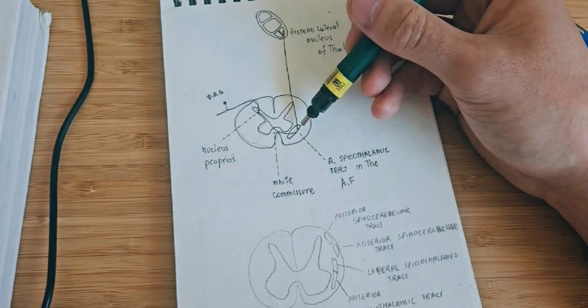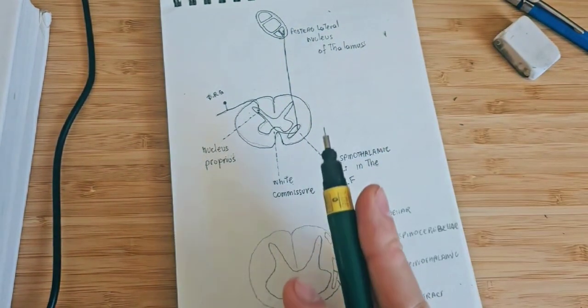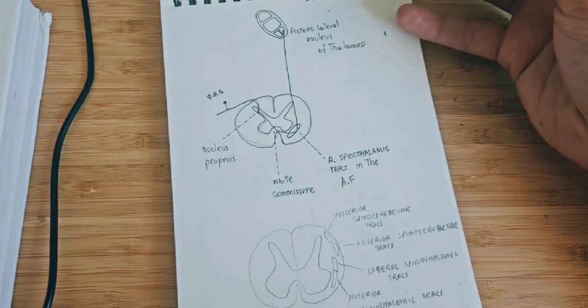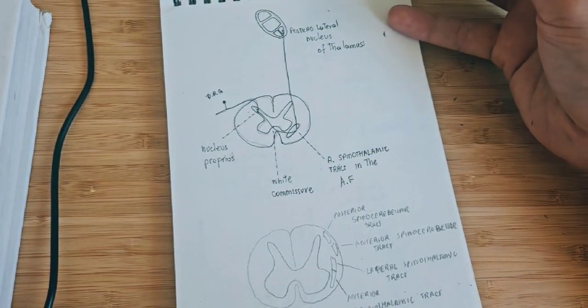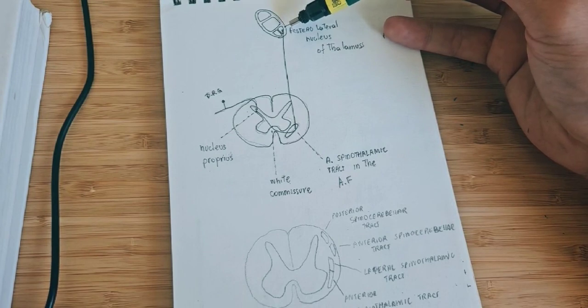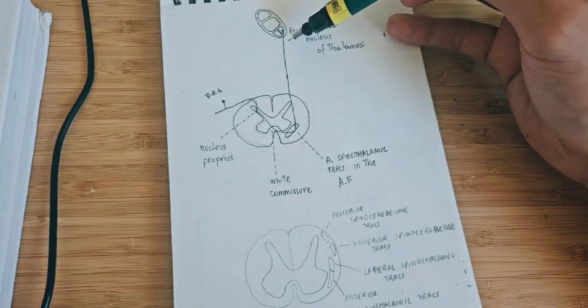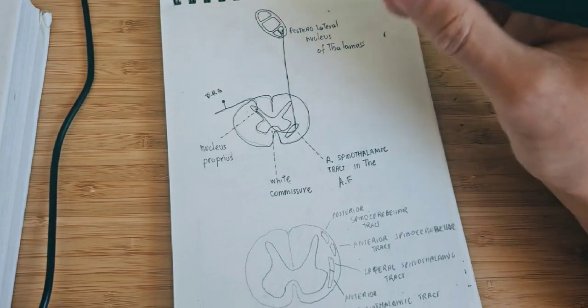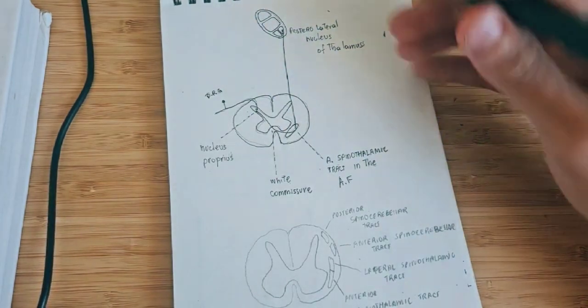This is the ascending pathway that will carry this sensory information up to the termination, to the posterolateral nucleus of the thalamus. Okay, this is the termination area of the brain where sensory information is relayed to higher centers.